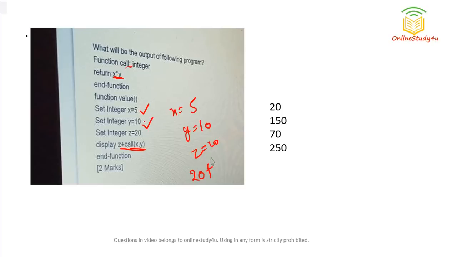So 5 into 10 will be 50. So call xy will give us 50. So 50 plus 20 will give us 70. So what will be the correct answer? Option C, that is 70, will be the correct answer for this particular question.